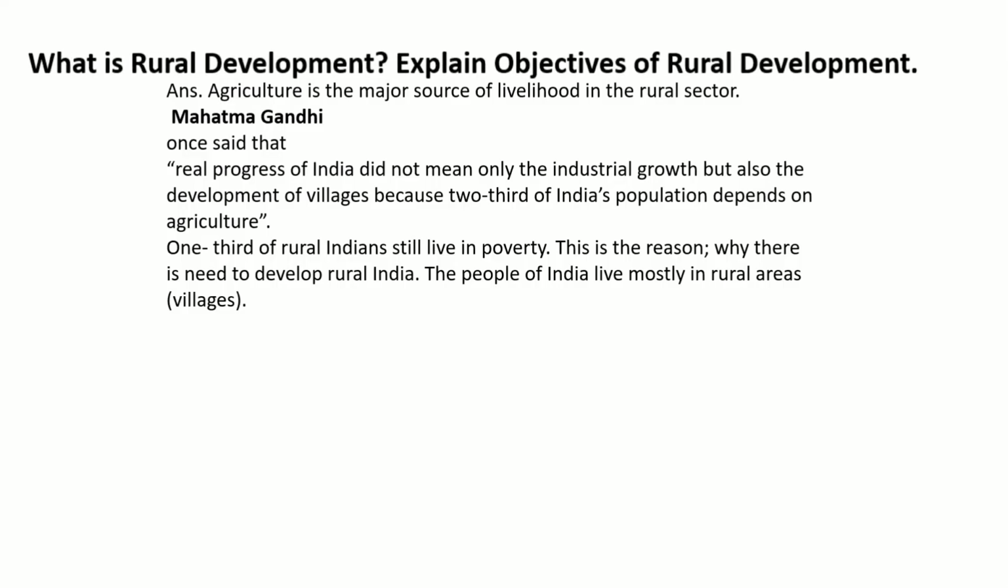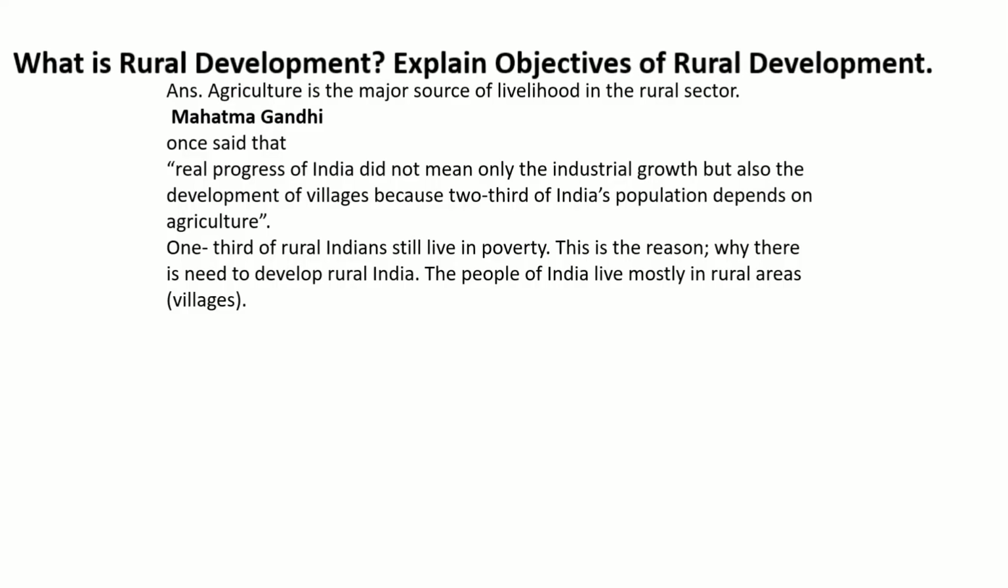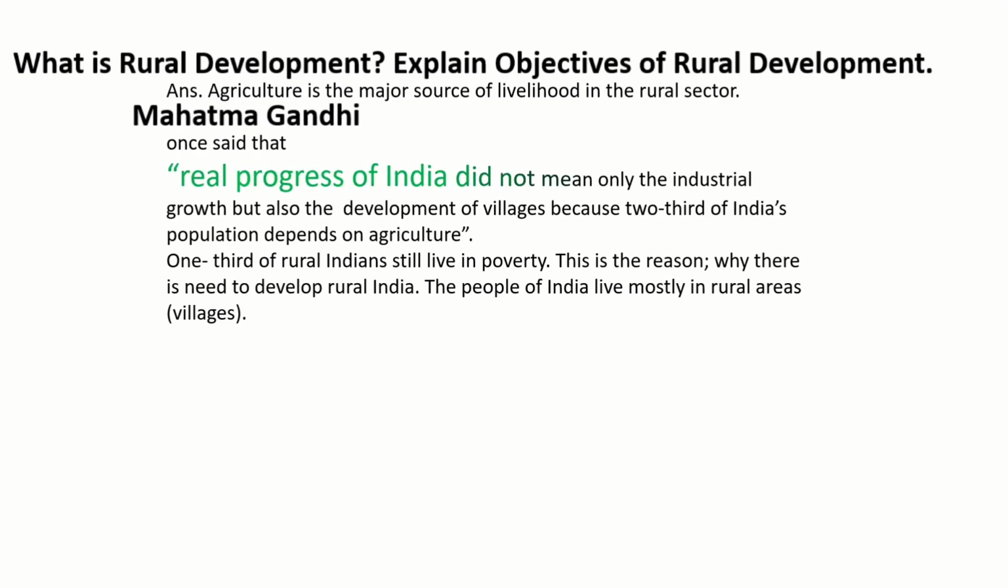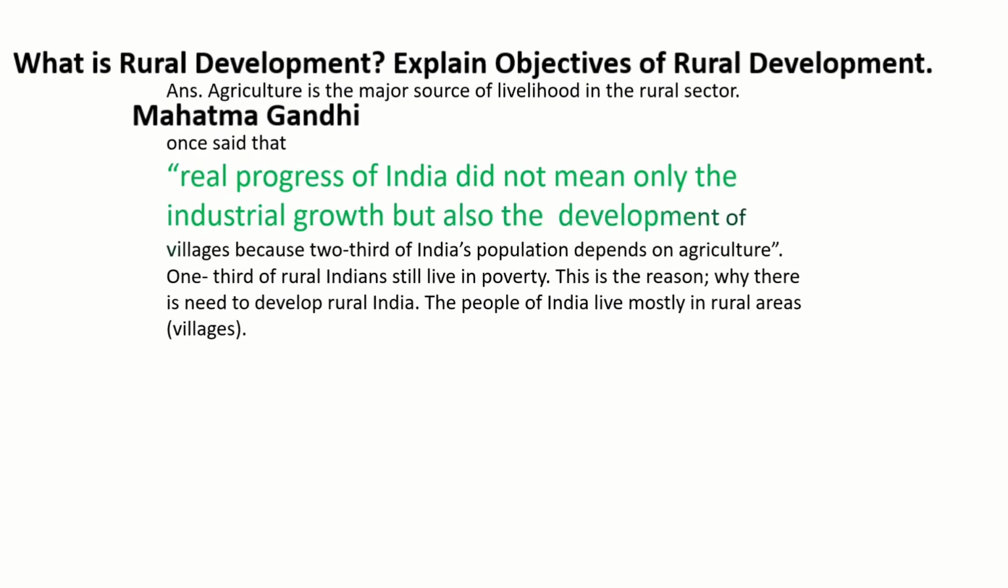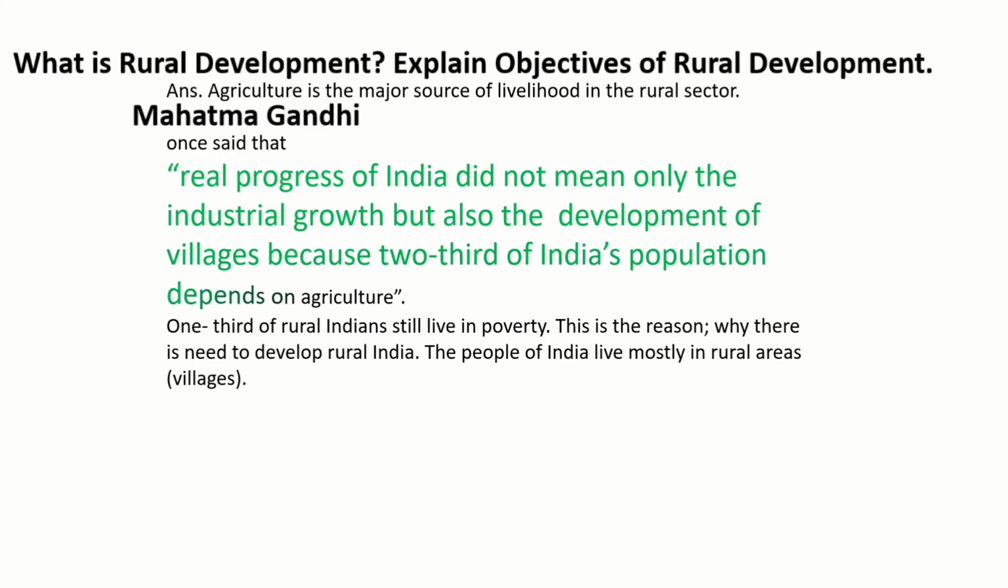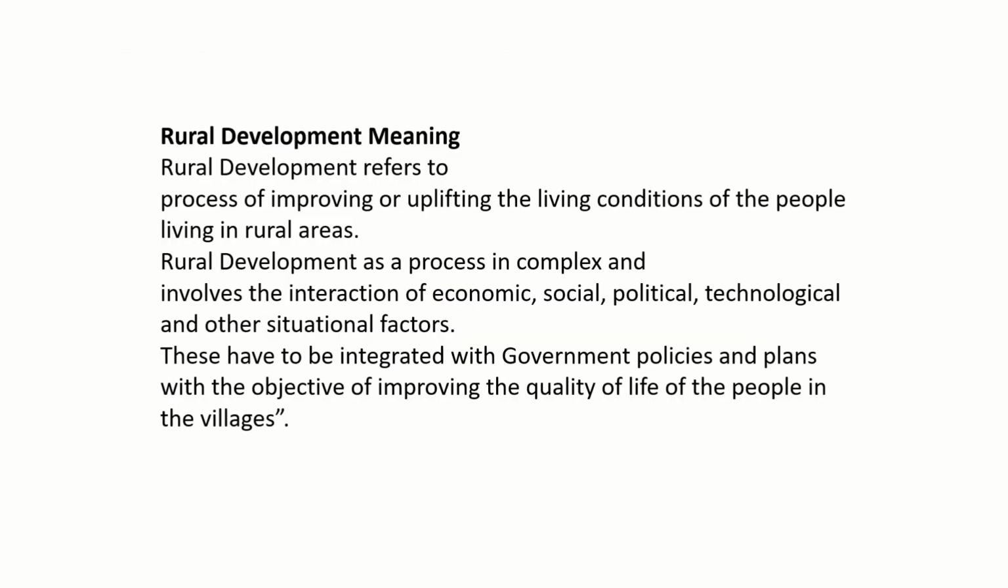What is rural development? Explain the objectives of rural development. In this question, we focus on the objectives of developing the rural area. Agriculture is a major source of livelihood in rural India. Mahatma Gandhi said that real progress of India means not only industrial growth but also the development of villages, because two-thirds of India's population depends on agriculture. One third of rural Indians still live in poverty, and we have to bring them out. Upliftment is needed for them.